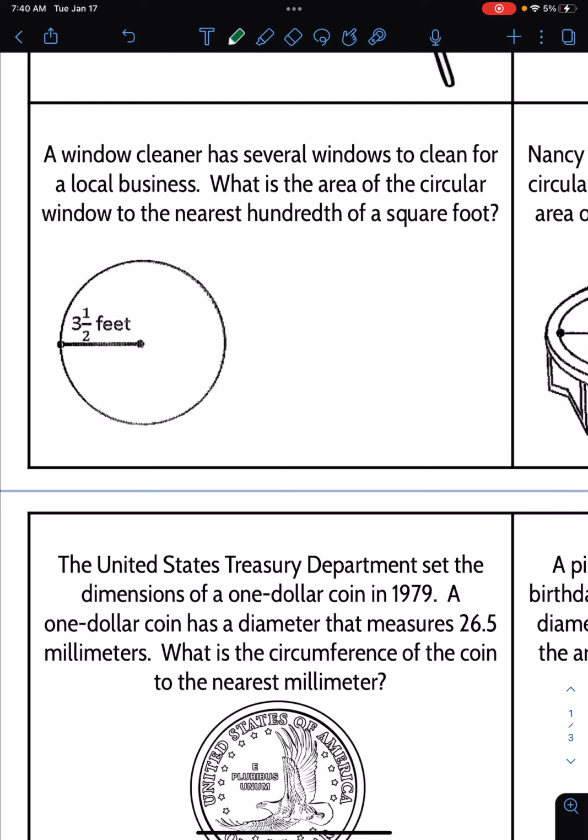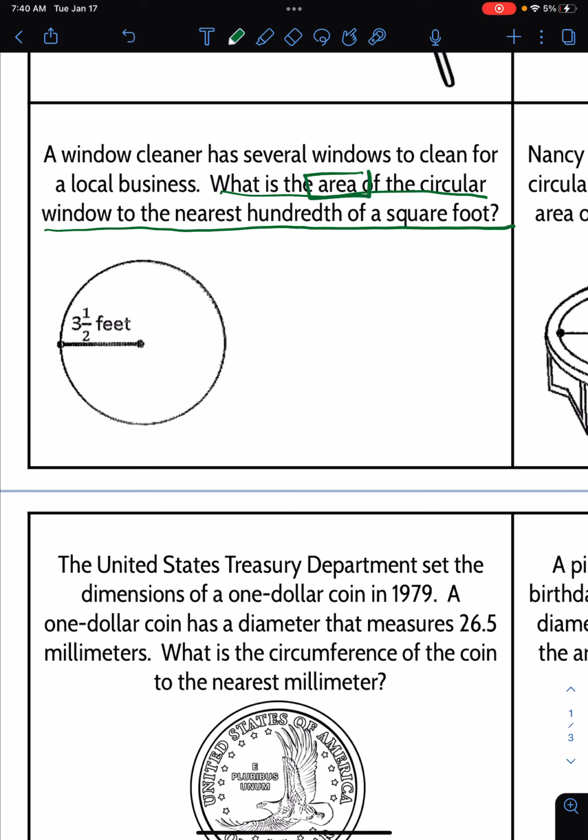All right, so if you're watching this video, it's because you need a little bit of help with area. So let's go ahead and solve this problem. It says a window cleaner has several windows to clean for a local business. What is the area of the circular window to the nearest hundredths of a square foot? So we're looking for area.